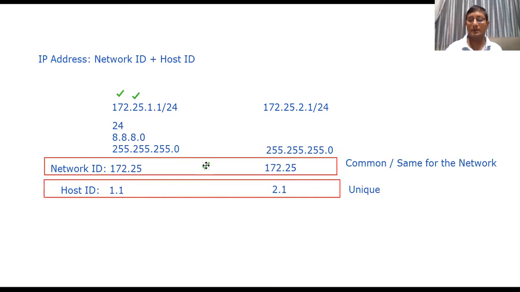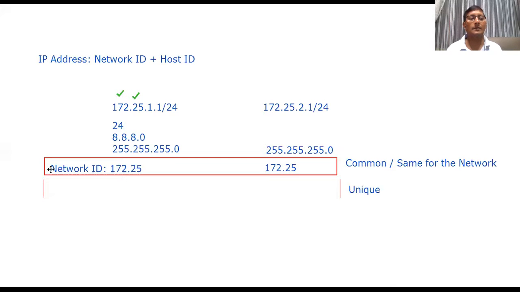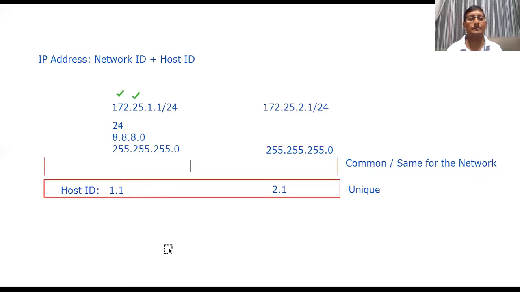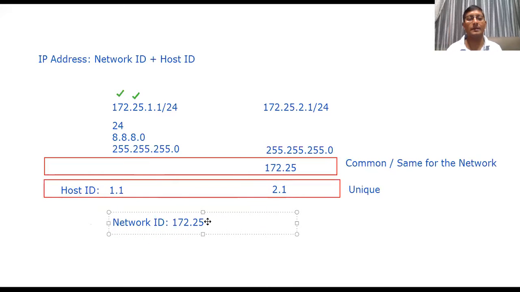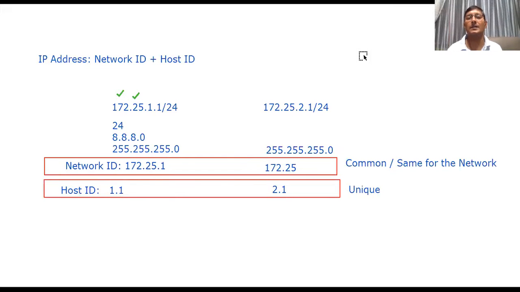What is the network ID here? 172.25.1. I have to get 172.25 and I have to get 1, right? This is what we need to have. Why? Because we have 255, 255, 255. You have to take the value 172.25.1. Why? Because we need to consider 3 octets, since this is locked, this is locked, this is also locked. That's the reason I have to take 172.25.1 here.